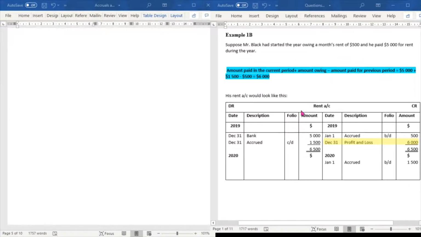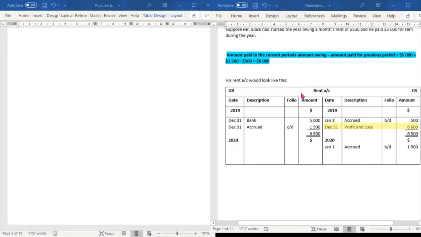During the year, he paid $5,000 for rent. Now, what would his rent account look like? So, the first entry in your rent account would be the opening balance, your balance brought down, accrued, the accrued brought down of $500 on the credit side. During the year, he paid $5,000 for rent. So that's a debit entry in your rent account.